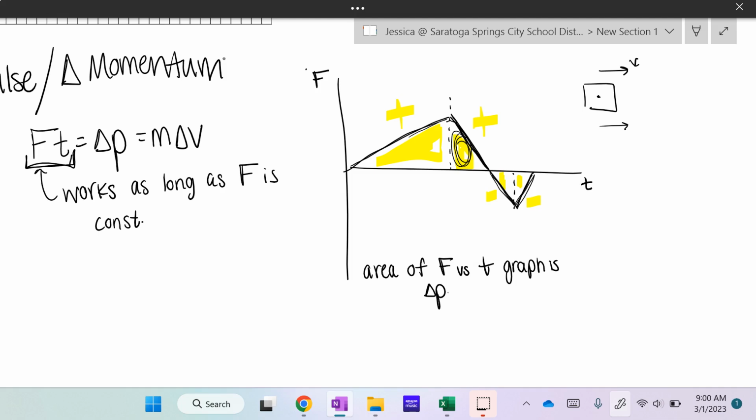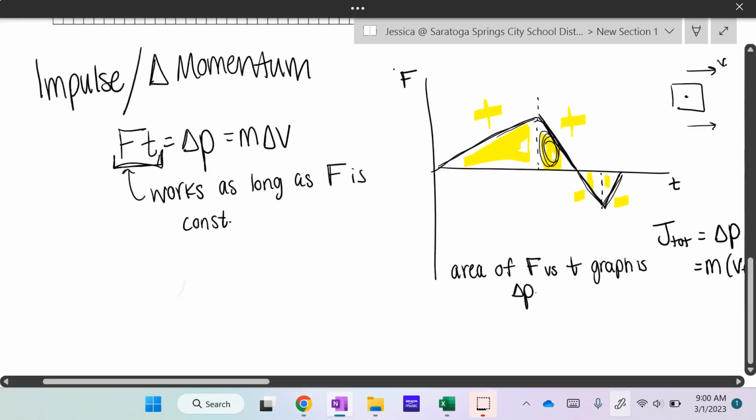my total impulse. Remember, J is the letter for impulse, and I could set that equal to the change in momentum, which is really mass times final velocity minus initial velocity. And make sure you're paying attention to the fact that this initial velocity is not always zero. That is one thing that throws some students off sometimes. Okay, so that's force versus time graphs. We're going to look at the area to get change in momentum.